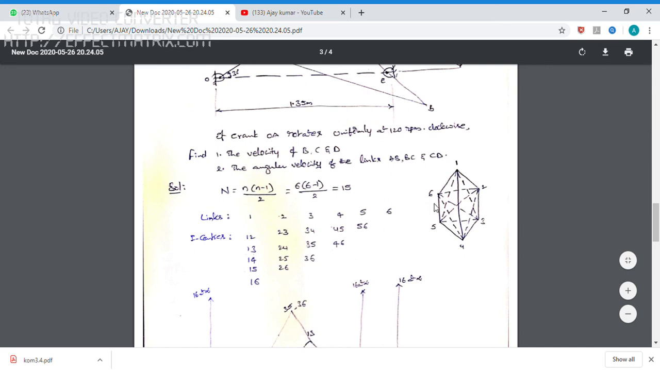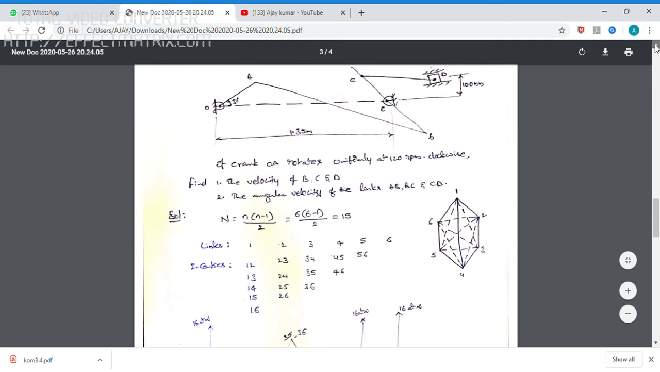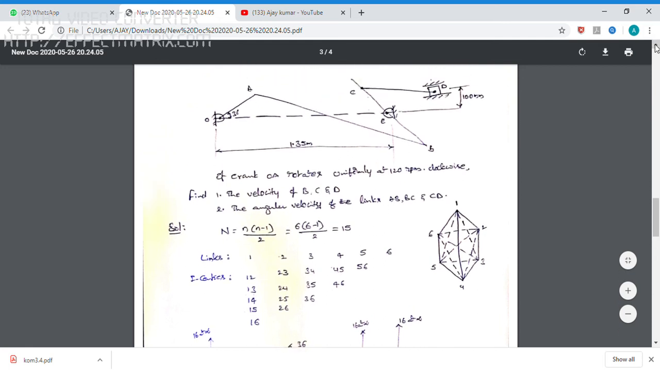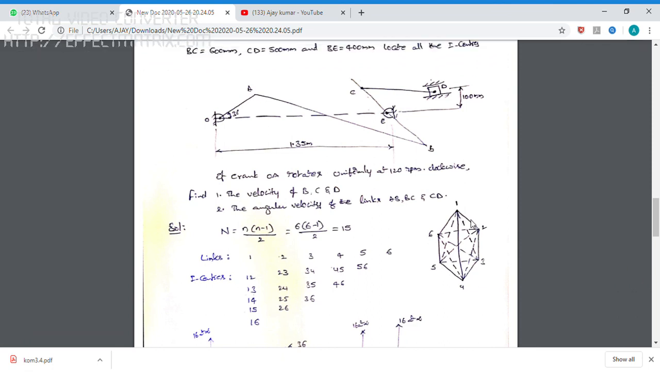Now first, construct a polygon with the six links. Why? Because one link is connected to another link, so you start from the first link to the sixth link and construct one polygon. The first link is the fixed link, and the second link is the crank. Take six points: 1, 2, 3, 4, 5, 6 in a polygon manner. Six points give a hexagon: 1 2, 2 3, 3 4, 4 5, 5 6, and 6 1.